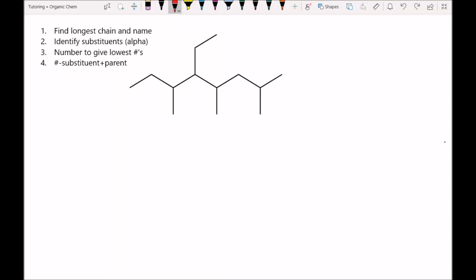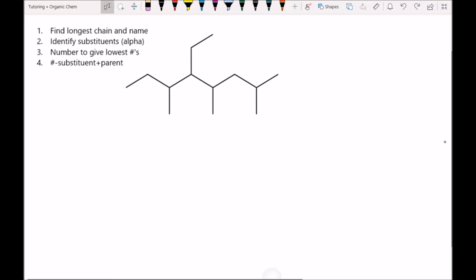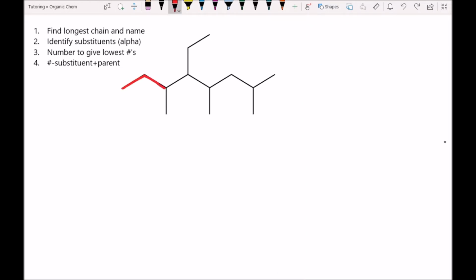So let's figure out the IUPAC name for this compound here. It's an alkane, so the first step will be finding the longest chain and naming it. We can see that the longest chain goes straight through the middle of the compound. Let's count how many carbons it has: 1, 2, 3, 4, 5, 6, 7, 8. We treat this longest chain in terms of naming it like an unbranched alkane. So 8 carbons, that's going to be an octane.